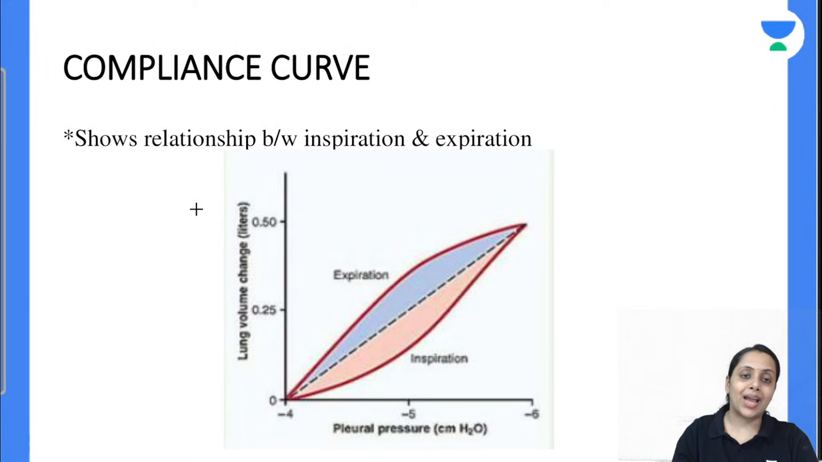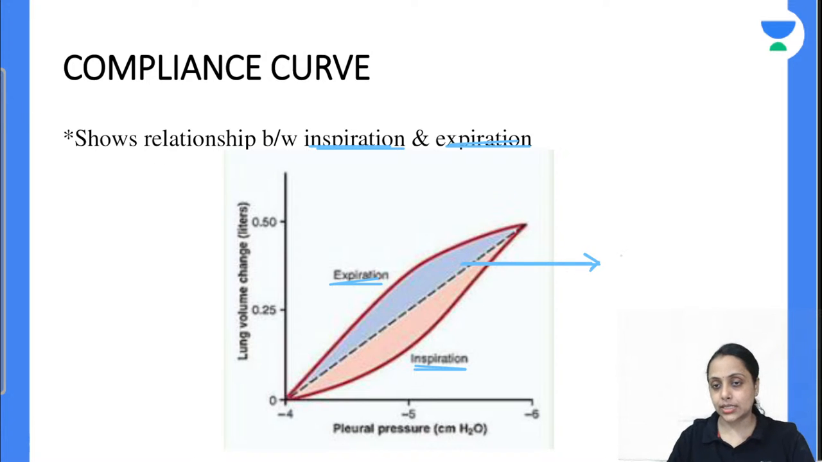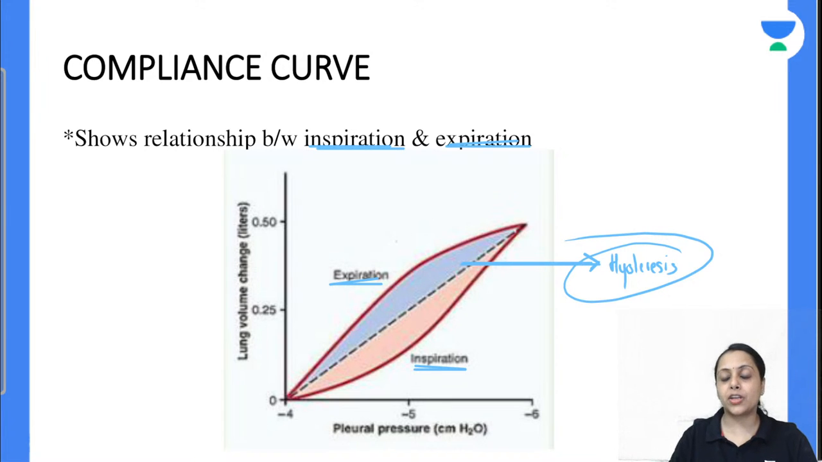Moving further to the compliance curve during inspiration and expiration. This is the compliance curve during inspiration. This is the compliance curve during expiration. So what we are seeing is that compliance change during inspiration is not coinciding with the compliance change during expiration, and that causes this gap between these two curves, and this is known as hysteresis. So we can say hysteresis indicates that compliance change during inspiration is not coinciding with the compliance change during expiration. Now why did this happen?